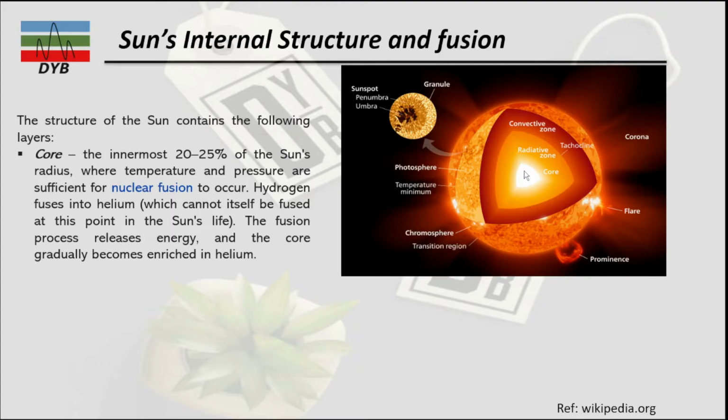And the radius is 20 to 25%, where the temperature and the pressure are sufficient for nuclear fusion to occur. The hydrogen fuses into helium, which cannot itself be fused at this point in the sun. So the fusion process releases energy and the core gradually becomes enriched in helium. So the first internal structure is the core, which is 20 to 25% of the radius.